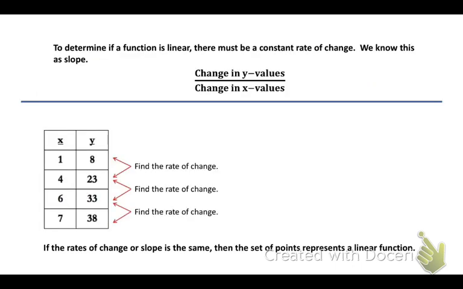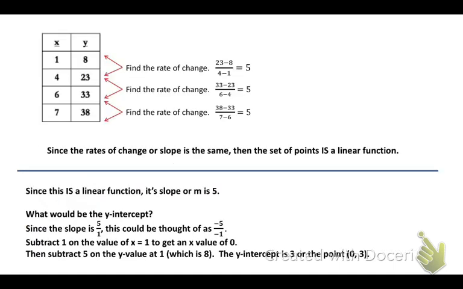All right, go back to your notes packet, and let's talk about how to determine if a function is linear. So there has to be a constant rate of change, a slope. So if you look at this example, find the rate of change. So we can just subtract from one y value to the next. So if you look here, I have done that. So I'm going to take 23 minus 8, and then I'm going to subtract my x value, so 4 minus 1. And so that'll give me 5 when I simplify. So 15 divided by 3 is 5.